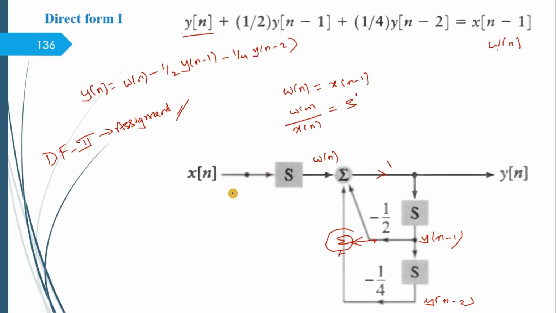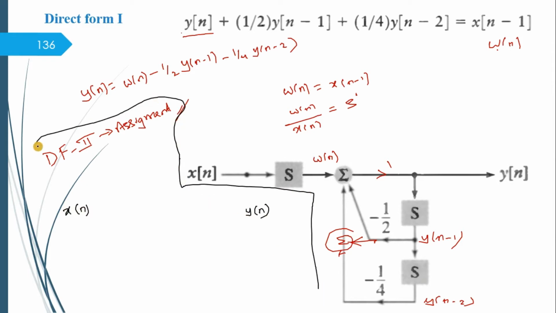So what we were doing in short method, we were picking the first part and placing it in the second, and picking the second part and placing it on the first, because the system holds good commutative property. The same thing we are doing here. I'll just show it here itself. x of n, and here it is y of n. So I am doing the direct form 1, direct form 2.